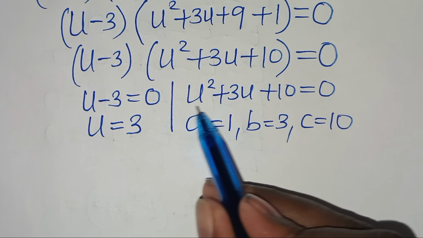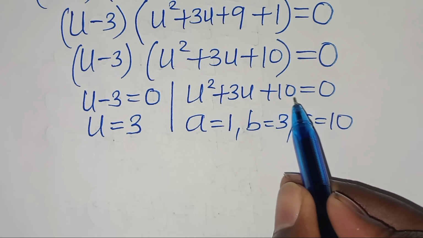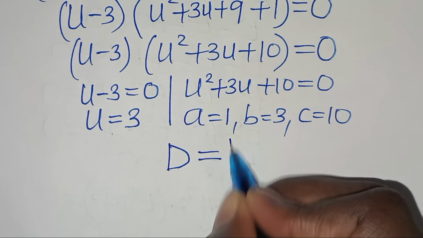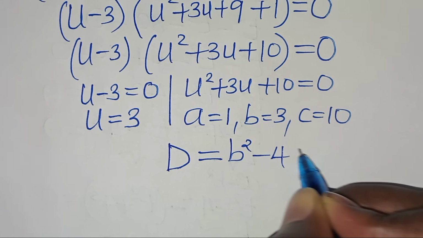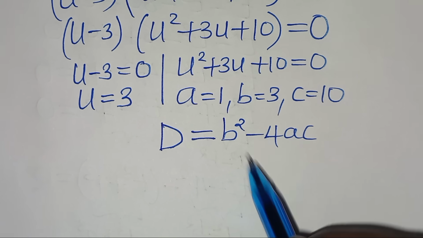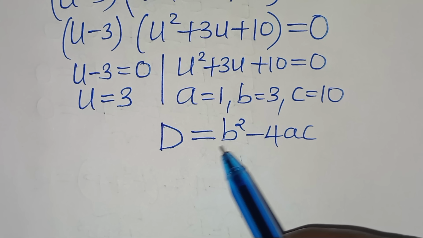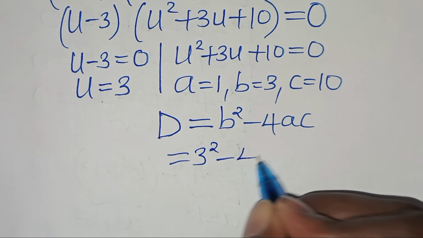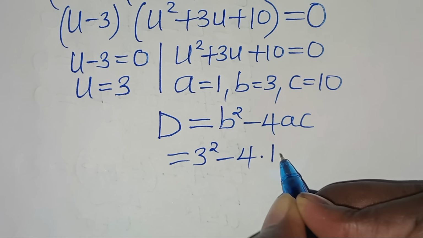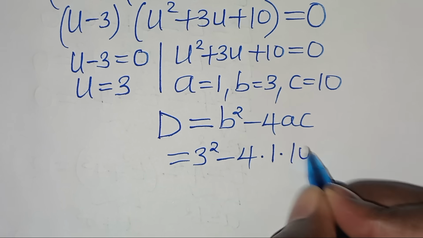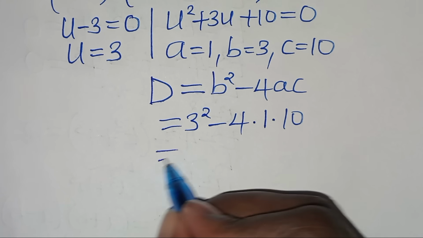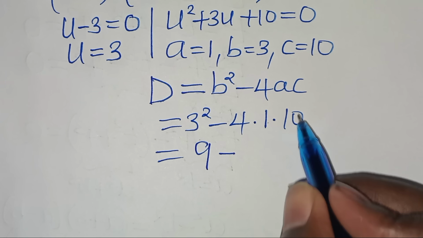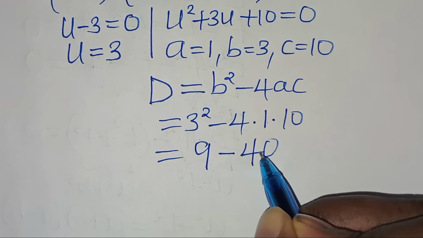So we can assess the nature of the roots of this quadratic equation by assessing the discriminant value. And the discriminant value is b squared minus 4ac. So let's substitute the values of a, b, and c here so that we have 3 squared minus 4 times a, which is 1, times c, which is 10. So we have 3 squared, this is 9, minus 4 times 1 times 10, this is 40, minus 40.